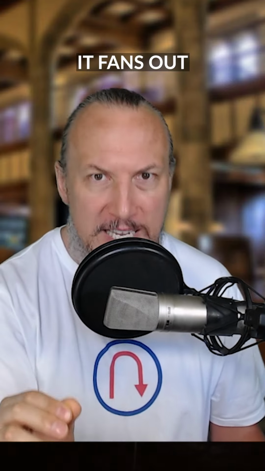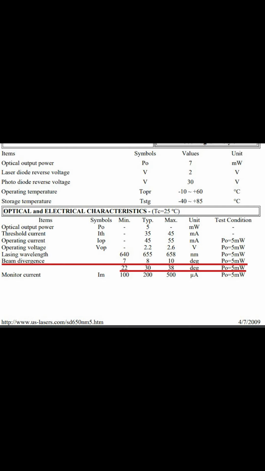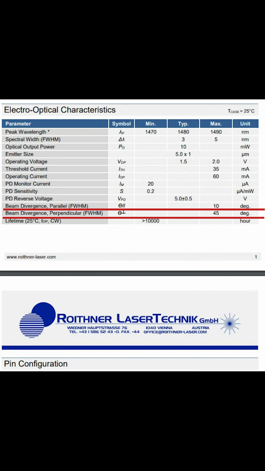In other words, if you measure a 1-inch diameter laser beam 1 foot from the laser, 1 mile down the road it's not going to be 1-inch diameter, it's going to be significantly larger because it fans out. Data sheets produced by laser manufacturers document its beam divergence, and it can be quite significant. Look at these documents. Look at these numbers.